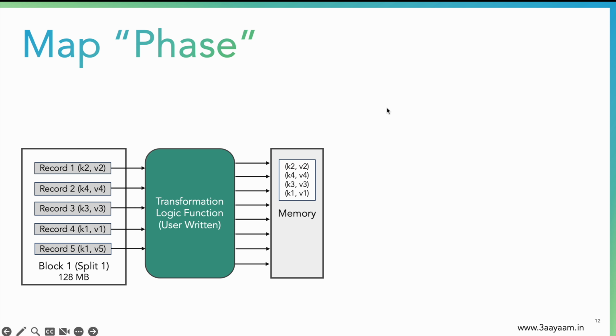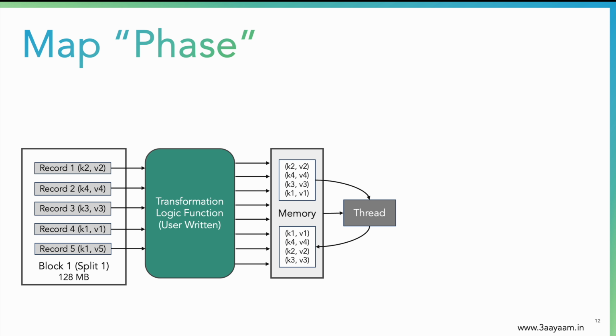And then there is a background thread running, which is also a program that is part of the framework itself. It reads these keys, sorts them in memory, and puts them in sorted order. If you see, it has key 1 first, then K2, then K3 and K4. I have not shown all 5 records, but you get the gist. So the records are sorted in memory by the running thread, and this is called sorting.